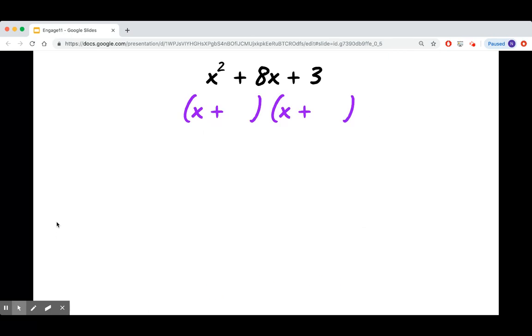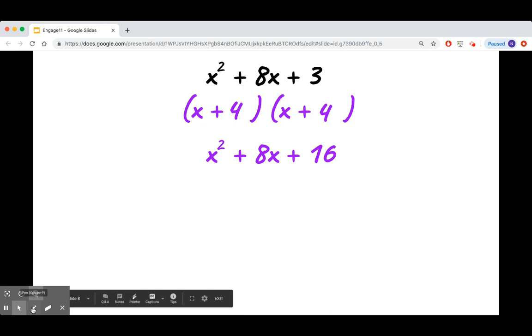Another way to think of it is by considering the way we usually convert our standard form to factored form. Again, we know that to get our linear term 8x, we would need x plus 4 times x plus 4, because we'd end up multiplying 4 times x and 4 times x to get 8x. Now, again, we would end up with a constant term of 16, which is not the same as the standard form with which we started.